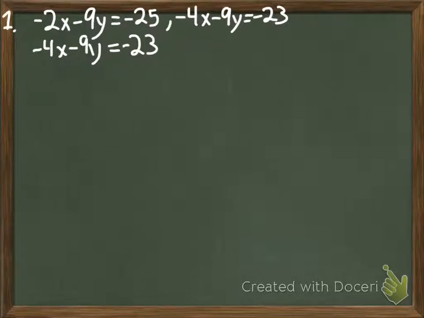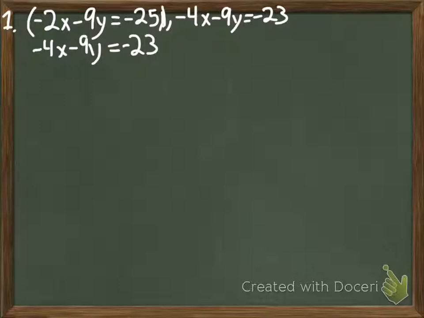Now, whenever you do this, I want you in your head to decide, do I want to do x or y? Because either way will work. It does not matter which one you pick. I normally try to look to see if any of them are already close. Negative 2 and negative 4 aren't bad, but negative 9 and negative 9 are very, very close. I mean, they're almost opposites already. So what we need to do is change the sign of one of these. It does not matter which. So I'm just going to change the sign of the first one.